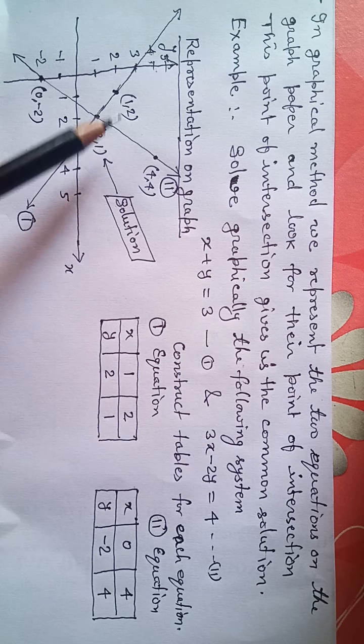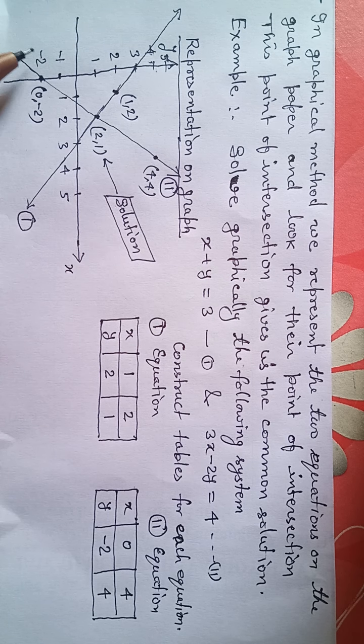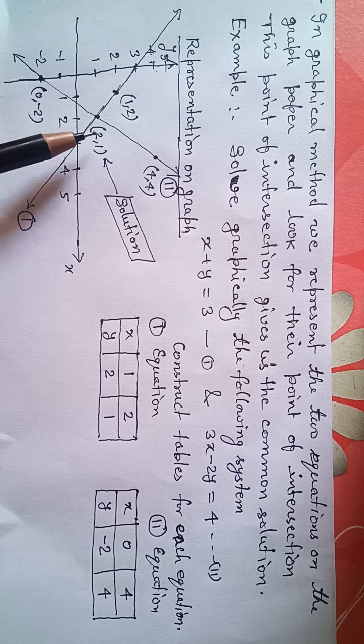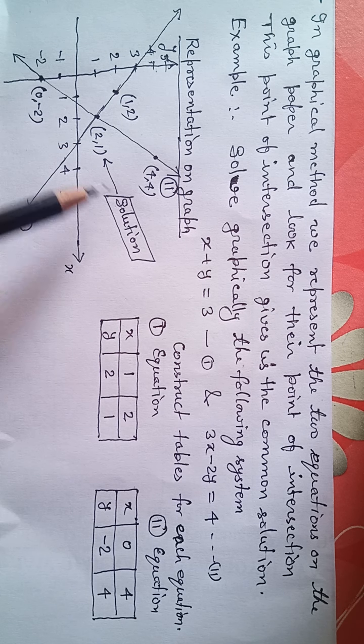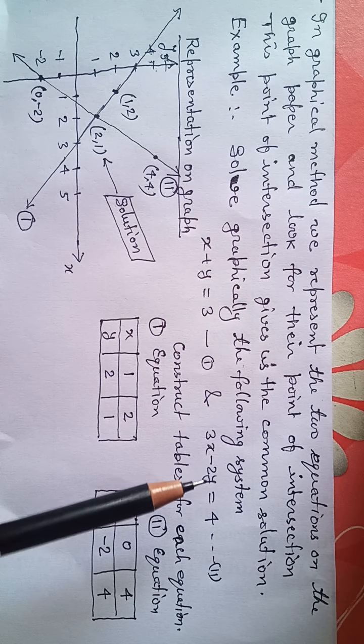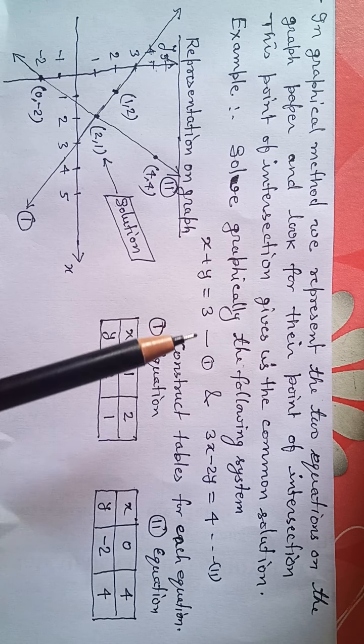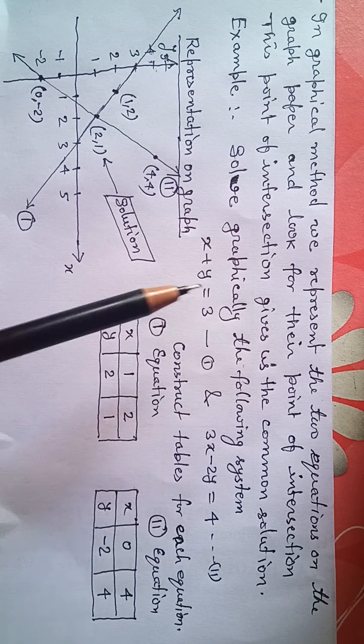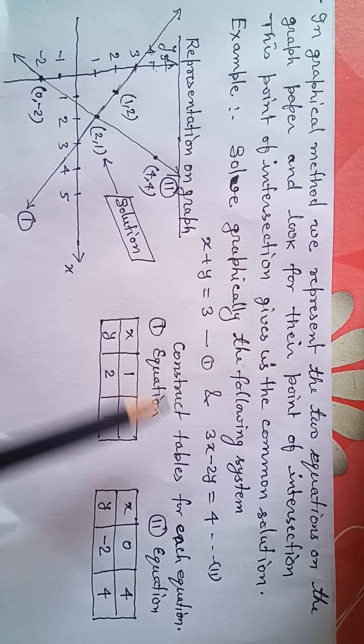Now what do we see here? Both the straight lines intersect at the point (2, 1). And this point (2, 1) is the common point on both the straight lines. Therefore, the value of x and the value of y corresponding to this common point is the solution of both the equations. If it is the solution of both the equations, this is the solution of the system of simultaneous linear equations.